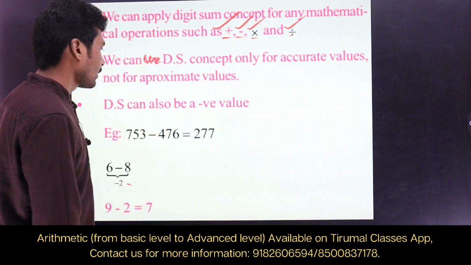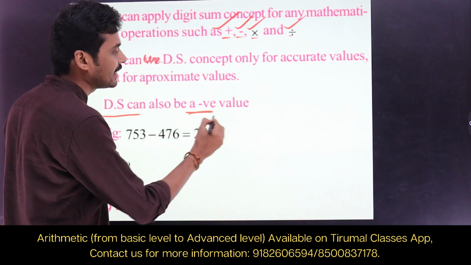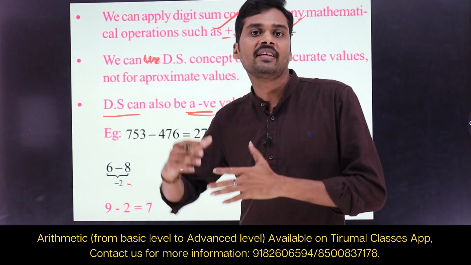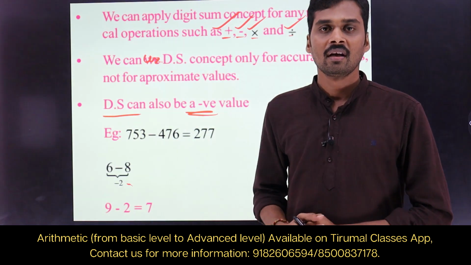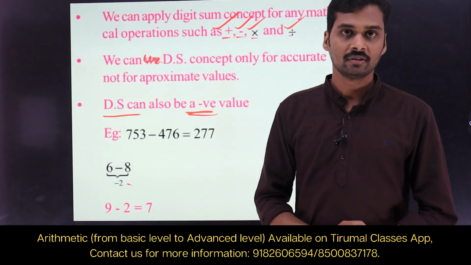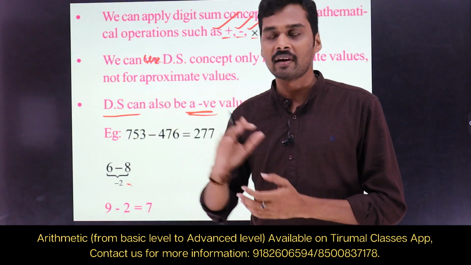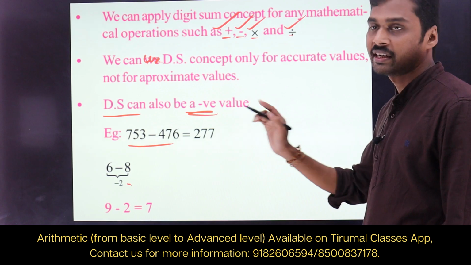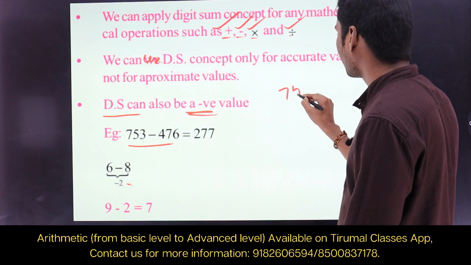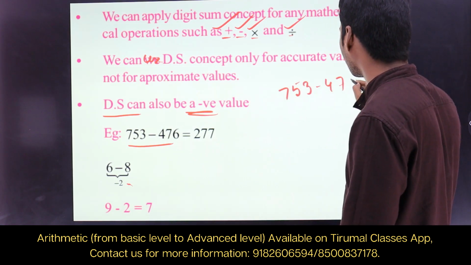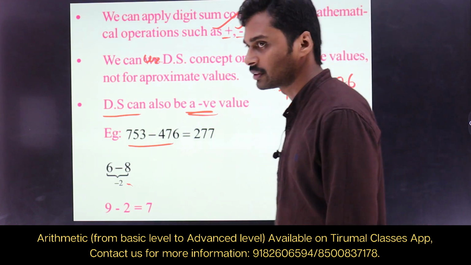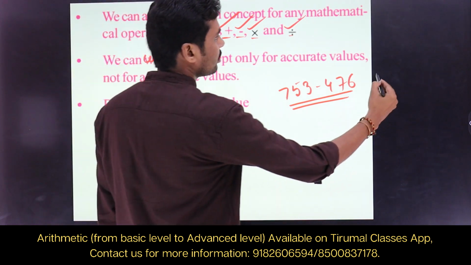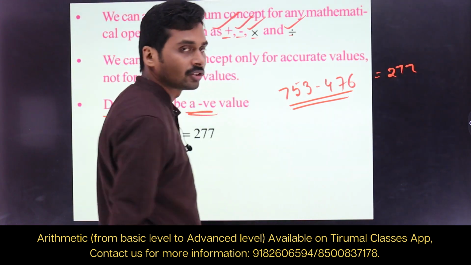The next point is that the DS can also be a negative value. Sometimes when you are doing mathematical operations, the digit sum may come out as a negative value. But how should we handle negative values? Suppose you see an example, 753 minus 476. If I subtract 476 from 753, the resultant value is 277.